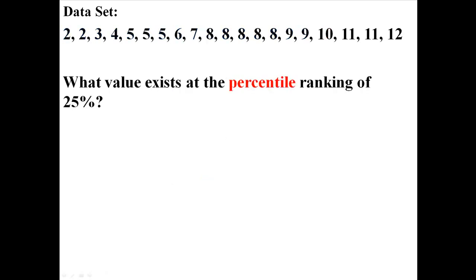So now we can work backwards. What value exists at the percentile ranking of 25%? We're asking basically what score has 25% of the scores below it. We can use this equation to find out which value number it is: the percentile divided by 100, multiplied by the sample size plus 1. We're interested in the 25th percentile, so I do 25 divided by 100 times 20 plus 1, because we have 20 scores. And when I work all that out, I get a value of 5.25.